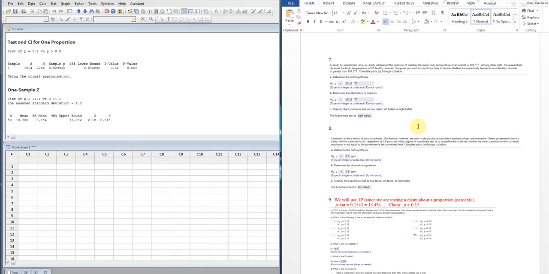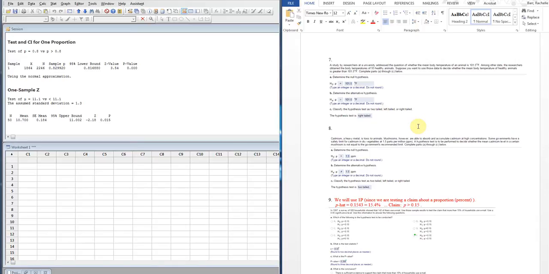The study by researchers at the university addressed the question of whether or not the mean body temperature of an animal is actually 101.5 degrees. Among other data, the researchers gathered the body temperatures of 93 healthy animals. Suppose you want to use those data to decide whether or not the mean body temperature of a healthy animal is greater than 101.5. Complete parts A through C below. So we have an assumption that the mean body temperature is actually 101.5.